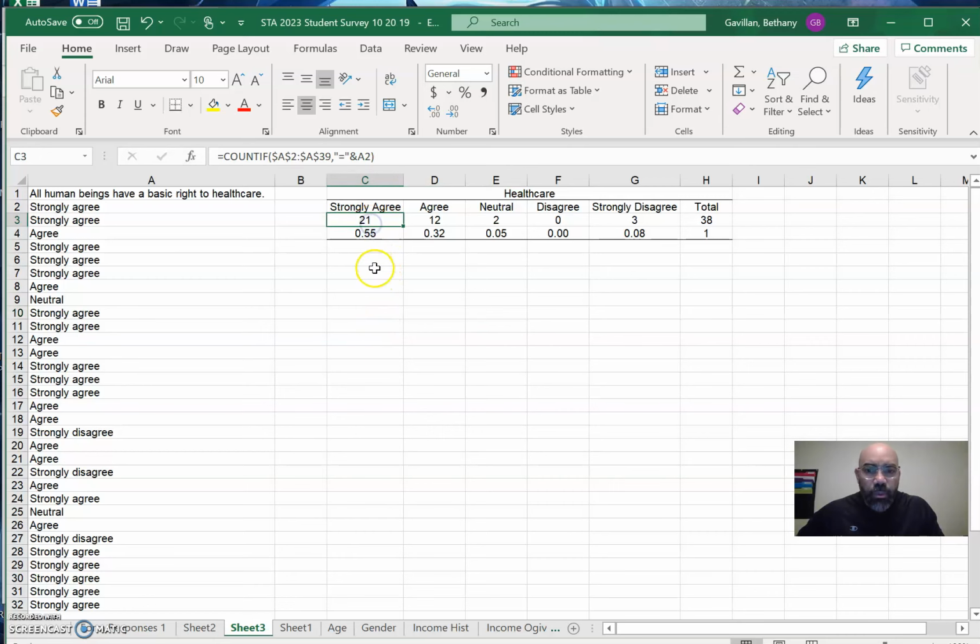So I see that 21 of my participants strongly agree with the statement that all human beings have a basic right to healthcare. I have 12 that agree. And so together that's 33 out of my 38. You can see that 55% strongly agree, and then 32% agree. And so if I want to get my p-hat, I'm going to have to figure out the sum of the two categories that I collapsed.